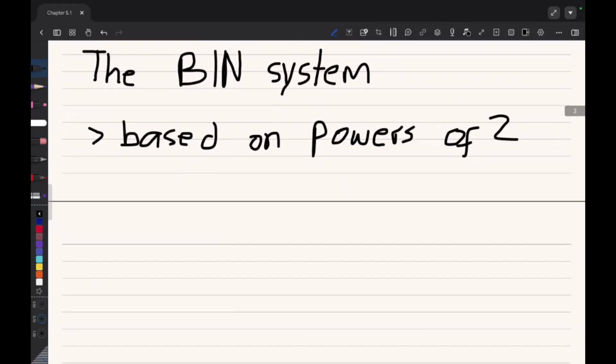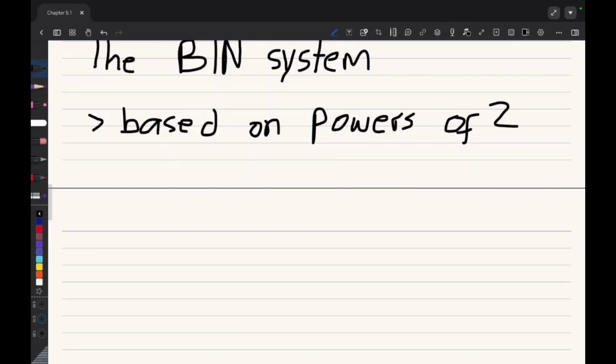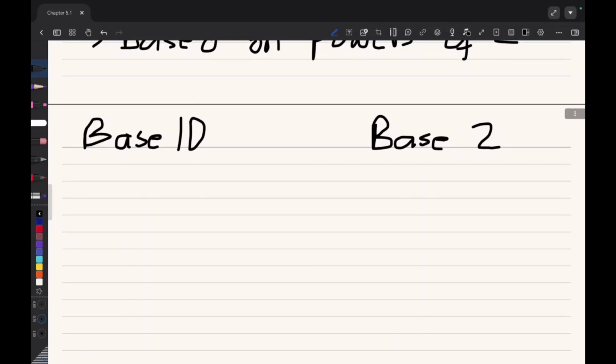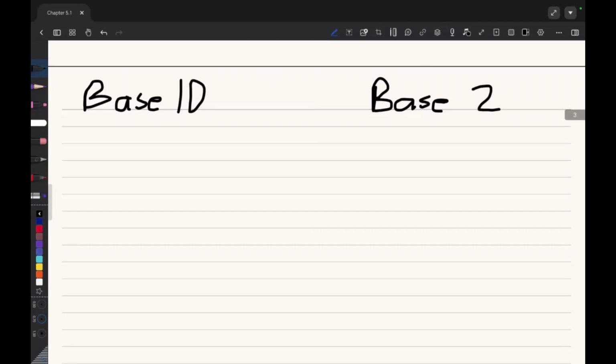Now, let's compare the binary system with the decimal system. Let's compare base 10 with base 2. Now, in base 10, we have like random numbers. I can just think of a random number, 147. That's going to be that. This is called a representation.